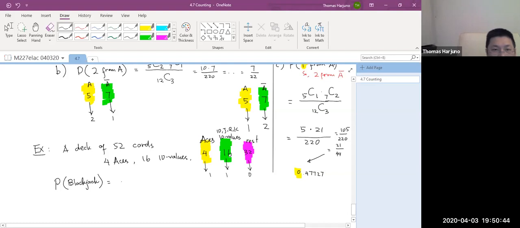Therefore, the probability will be 4 choose 1 times 16 choose 1 times 32 choose 0 over 52 choose 2. Now, because it is choosing 0, you can omit that one if you want, because we know this is equal to 1.